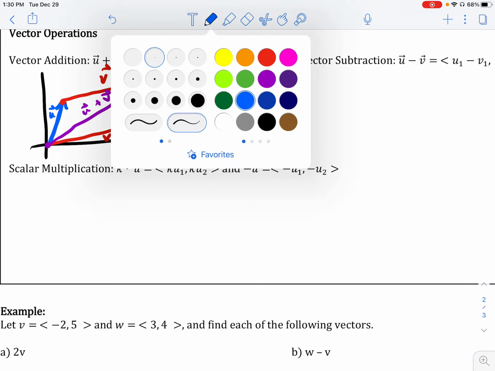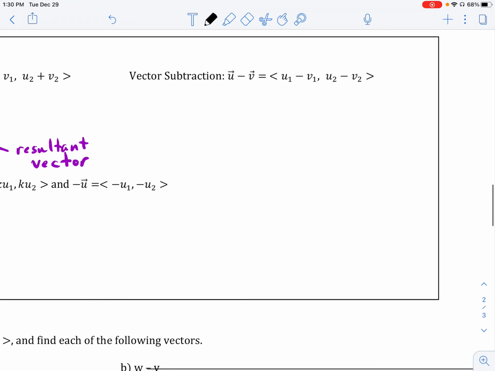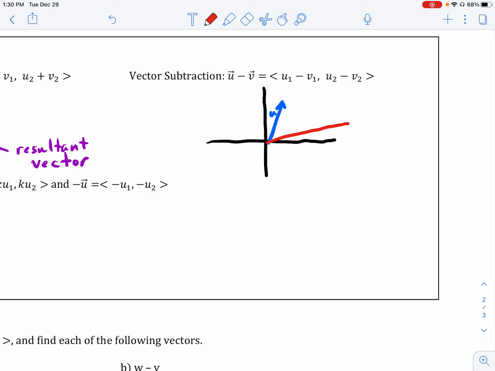Okay, now let's try an example of vector subtraction. So vector subtraction is going to have a pretty similar process. So let me go ahead and start with similar vectors here. So let me again draw something like vector u. So here's vector u, and then draw something like vector v here. So those are my two vectors.